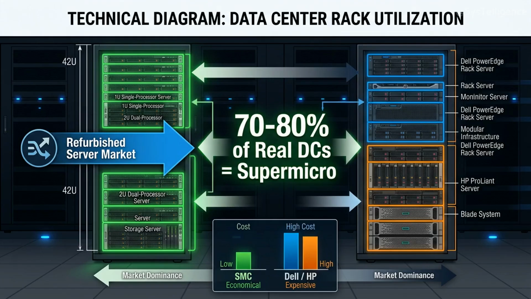Most people think Dell and HP dominate data centers. The reality on the ground is completely different. 70 to 80% of real production data centers run Supermicro servers. This is because Supermicro offers enterprise-grade hardware at a fraction of the cost. The refurbished server market is almost entirely Supermicro. Startups, mid-sized companies, and even hyperscalers choose SMC for cost efficiency.